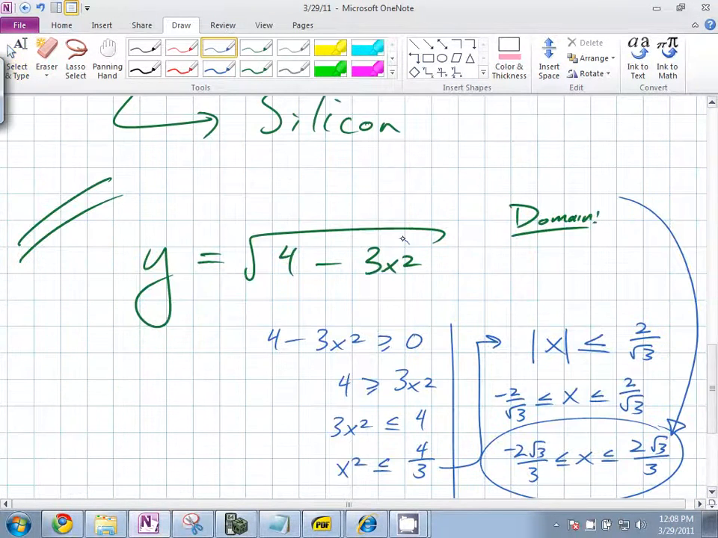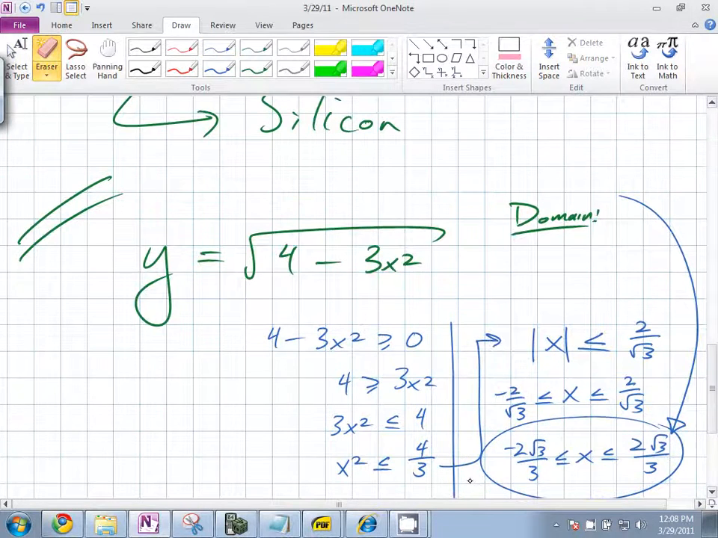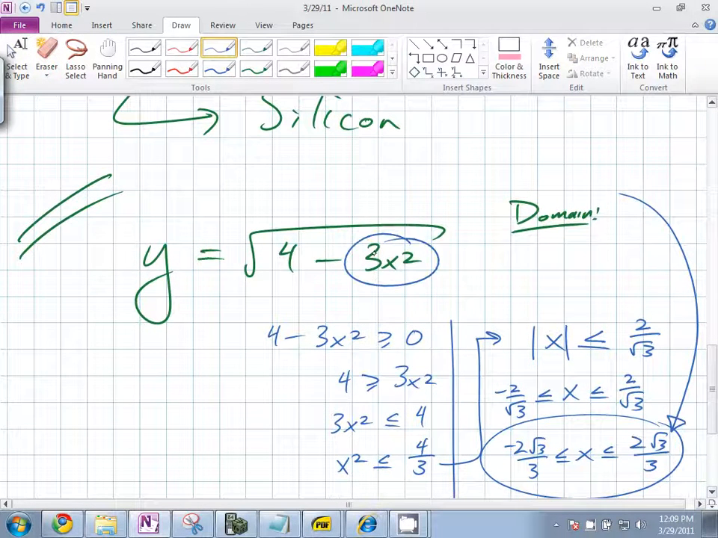When you plug in values in here, you know it has to exist inside the domain there. What's the smallest you can make that? No. Just the 3x squared. What's the smallest value you can make that? 0. The smallest value you can make it is 0. Plug in 0. So what's the biggest this can be? 4. What's the square root of 4? 2. You okay with this, everybody?